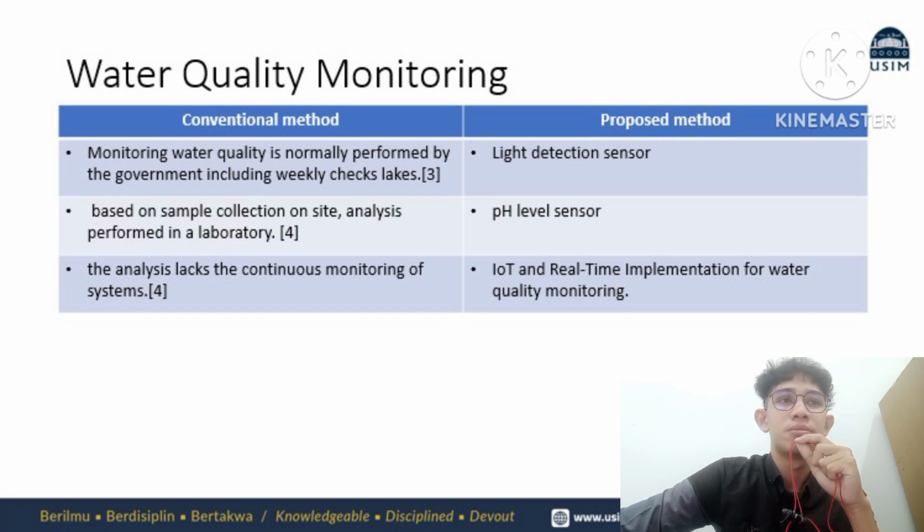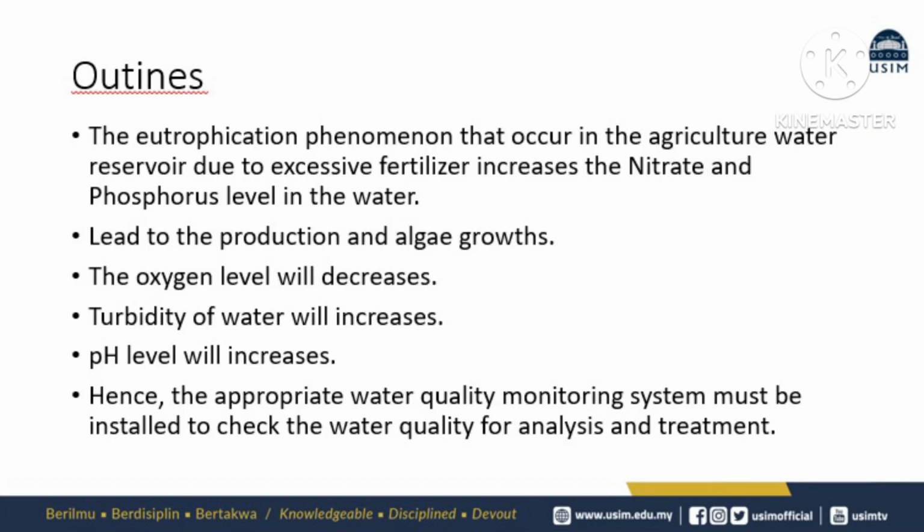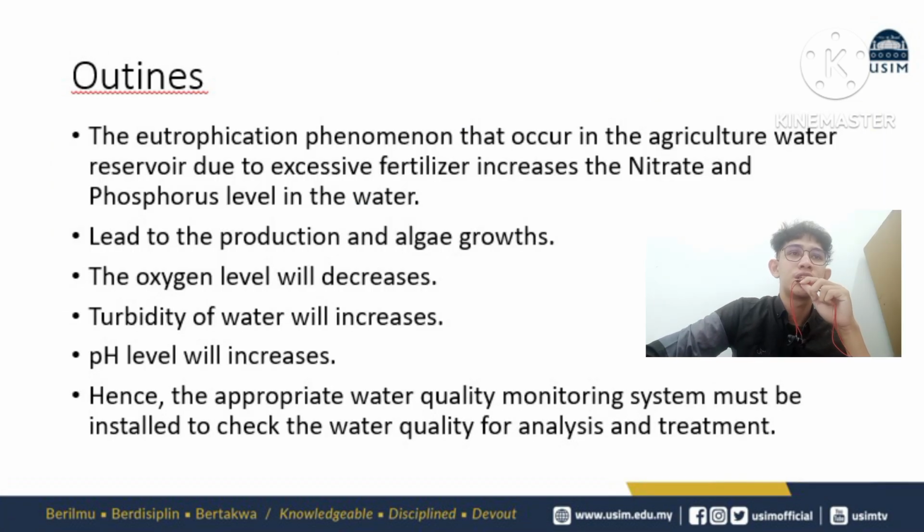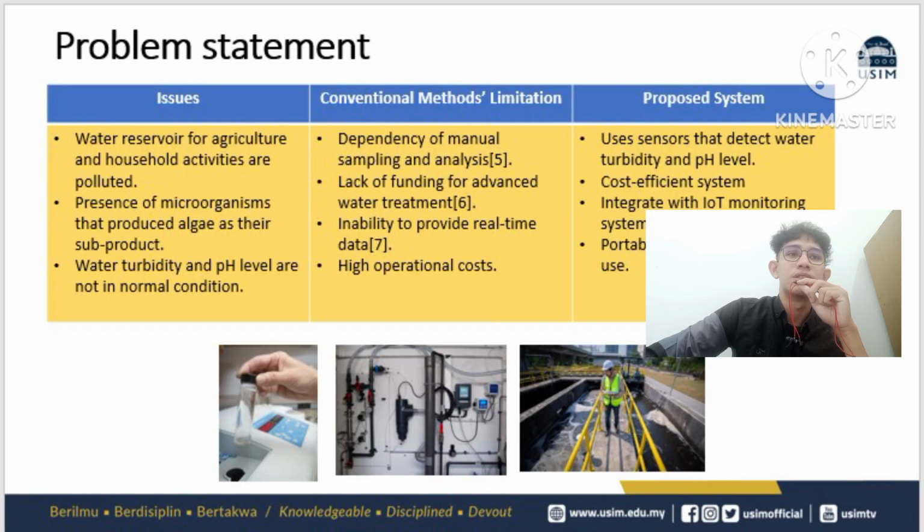water quality monitoring. We can conclude that the eutrophication phenomenon that occurs in agricultural water reservoirs can increase the nitrate and phosphorus level in water, which leads to the production of algae growth. The oxygen level will decrease. Meanwhile, turbidity of water will increase. The pH level also will increase.